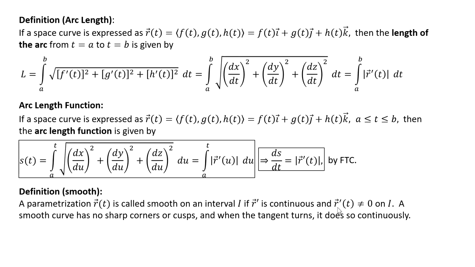Cool. A smooth curve has no sharp corners or cusps. And also, when the tangent turns, it does so continuously. So that's when we would say a curve is smooth. A smooth curve has no sharp corners or cusps. A cusp is kind of like a kink.